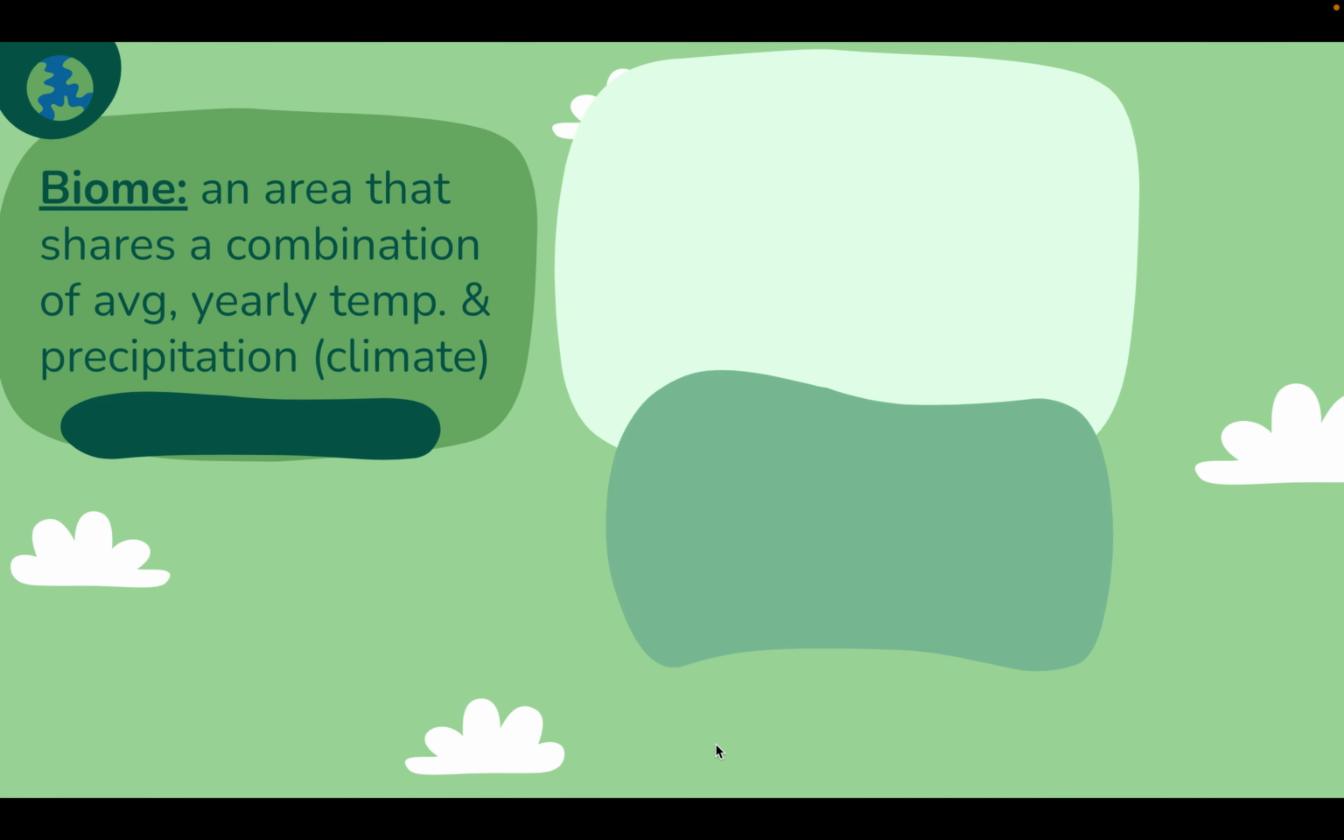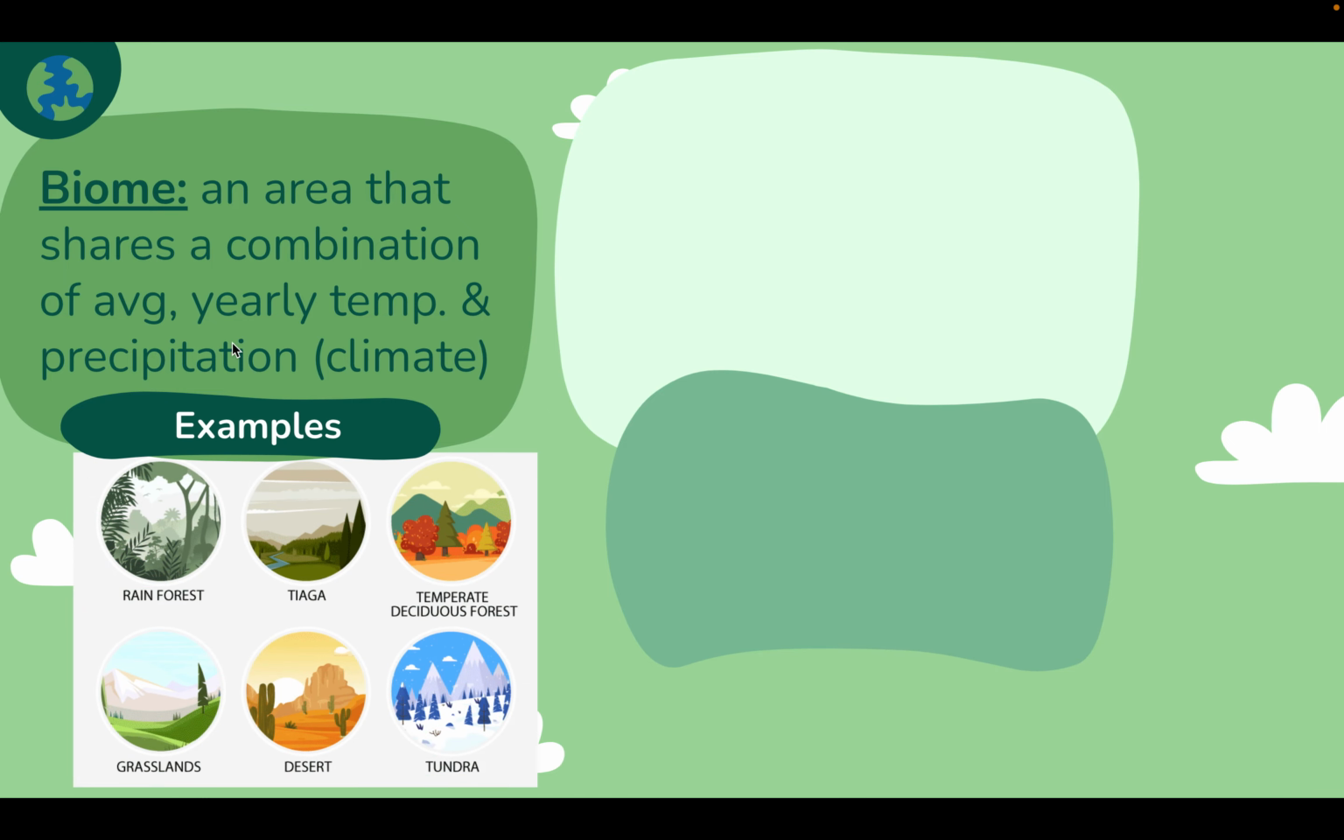All right, so the definition for a biome. Again, just as a reminder, it's an area that shares a combination of average yearly temperatures and precipitation. So climate, just like the definition of climate overall, is temperature and precipitation. So a biome shares an average yearly temperature and precipitation, so that area will have similar temperatures and precipitation, similar climates.